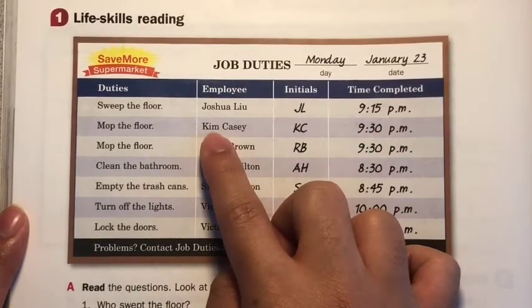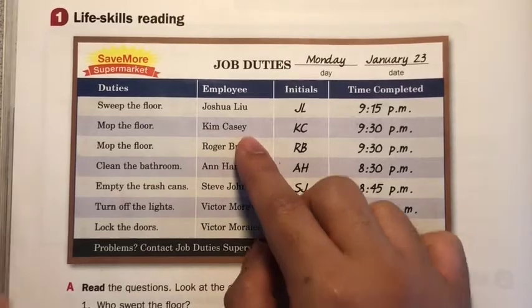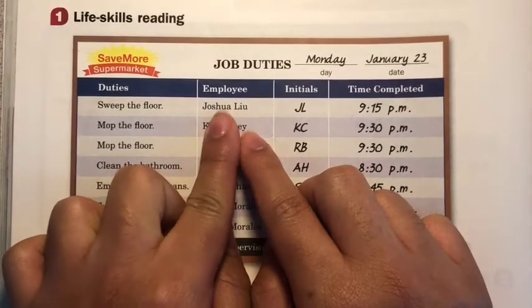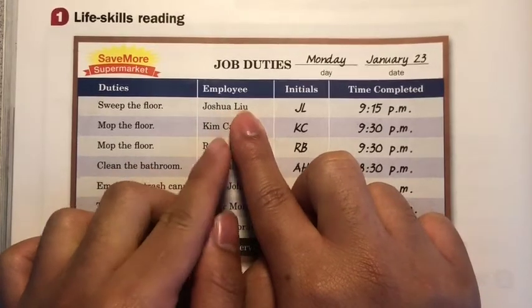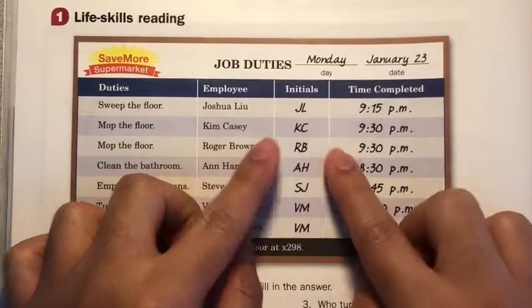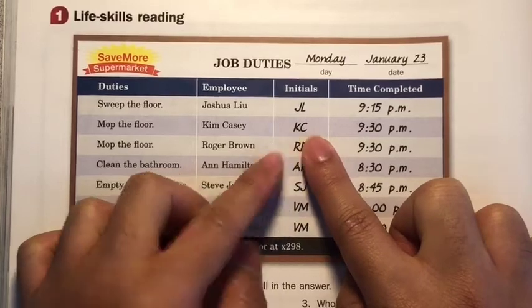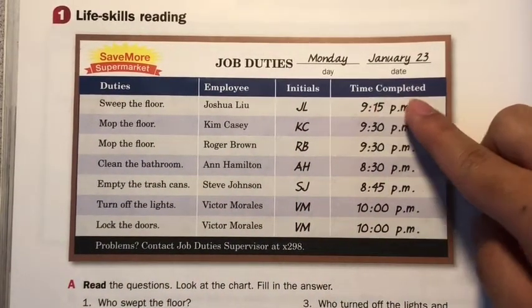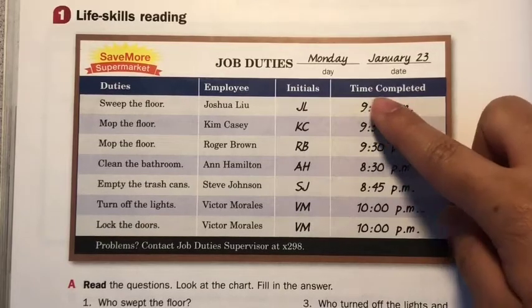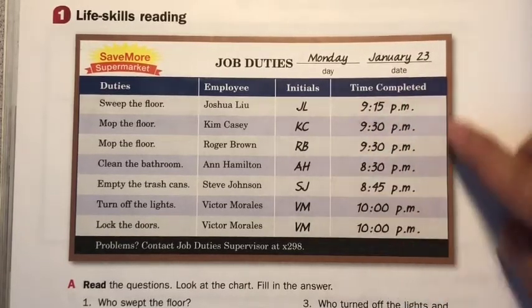Here we have someone named Kim Casey. The first letter in her name is K. The first letter in her last name is C. So her initials are KC. And then this is the time completed. So this is the time when you finish.